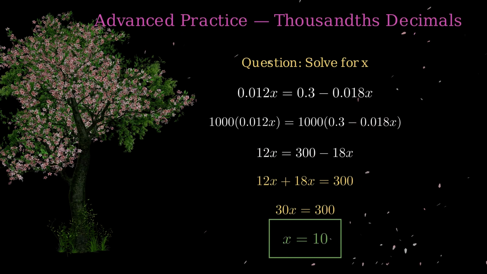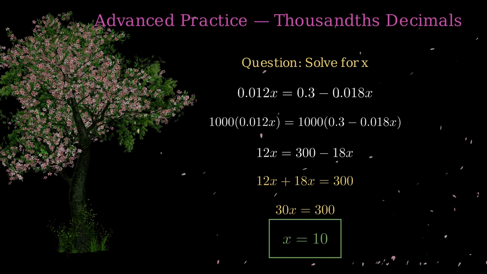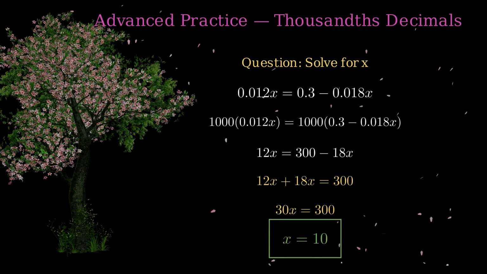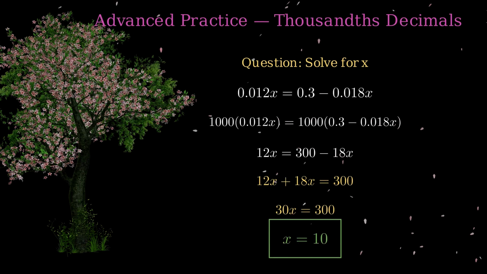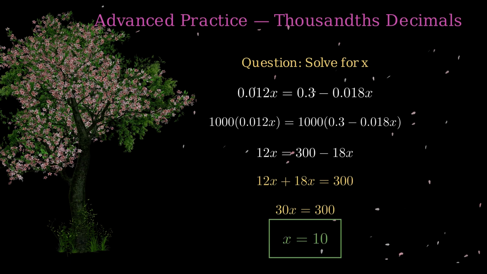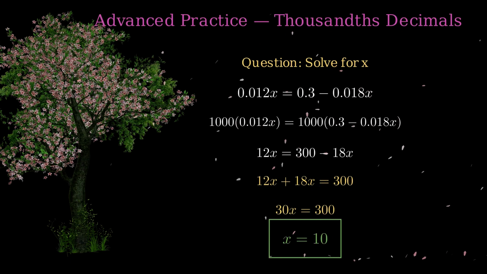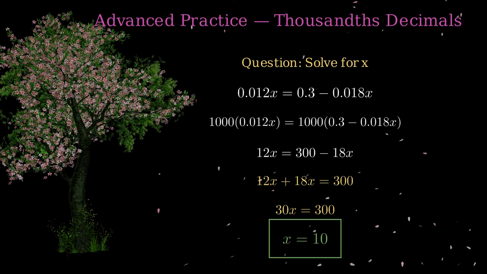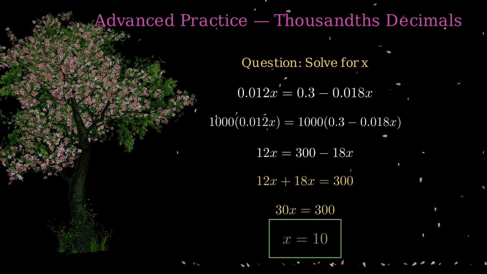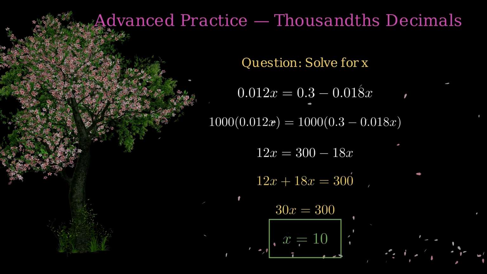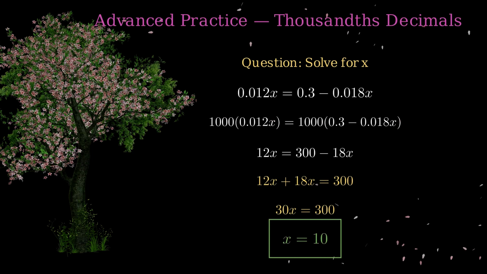This step clears the decimals, yielding the integer equation 15x equals 300 minus 25x. Next, we move the variable term by adding 25x to both sides, which simplifies perfectly to 40x equals 300. Finally, dividing both sides by 40 brings us to the verified solution, x equals 10.